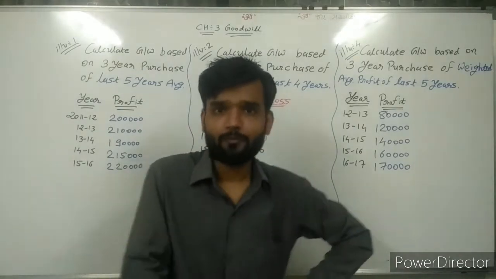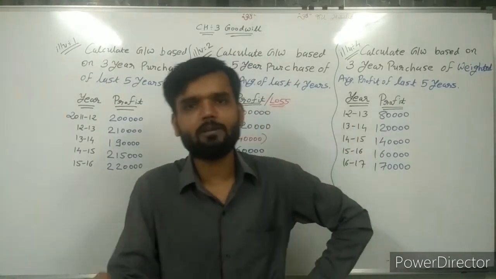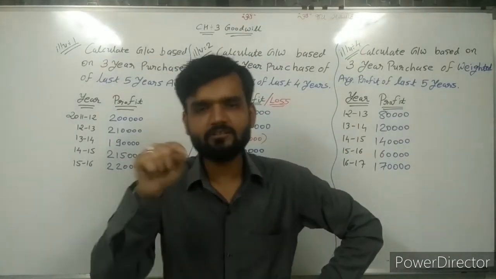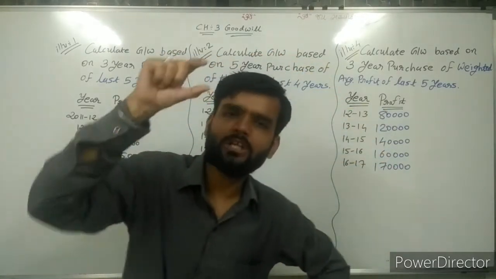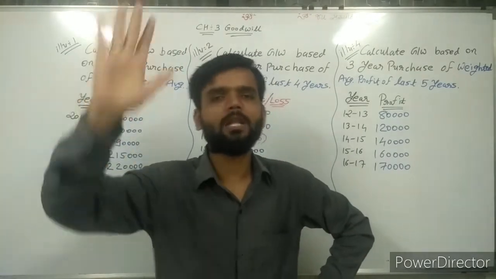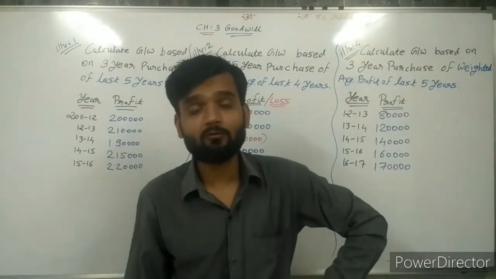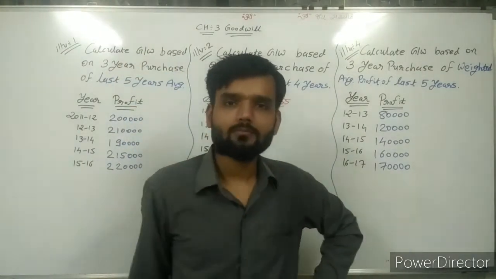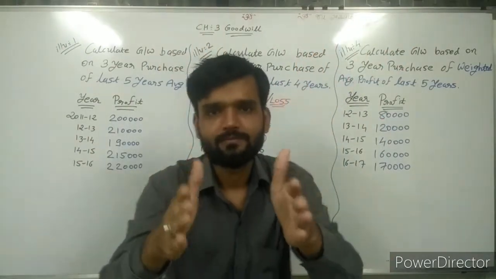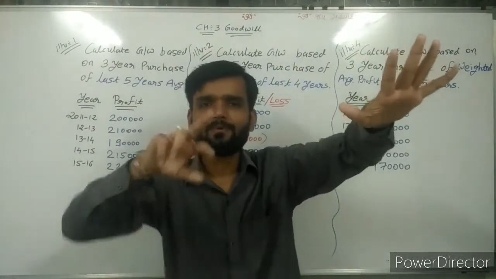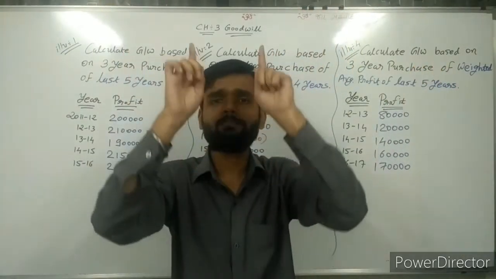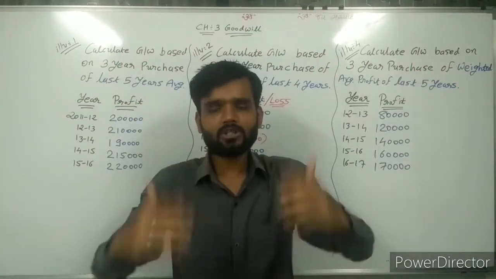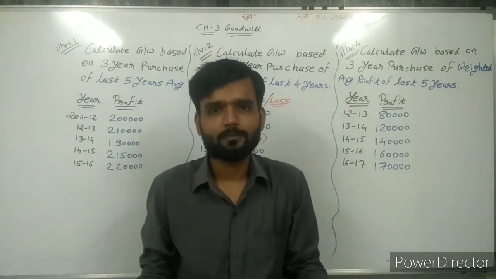But if the information is not available and not written, use the appropriate method to find goodwill. Then what do you need to do? You have to decide whether the weighted average method or the simple average method is suitable. At that time you have to decide which method you can use.